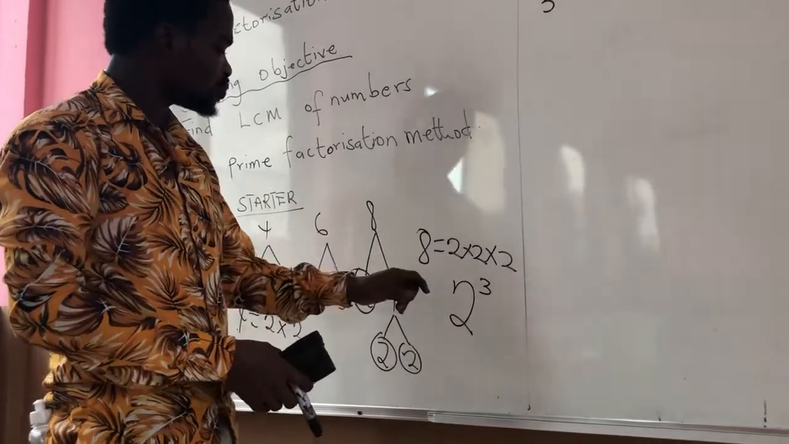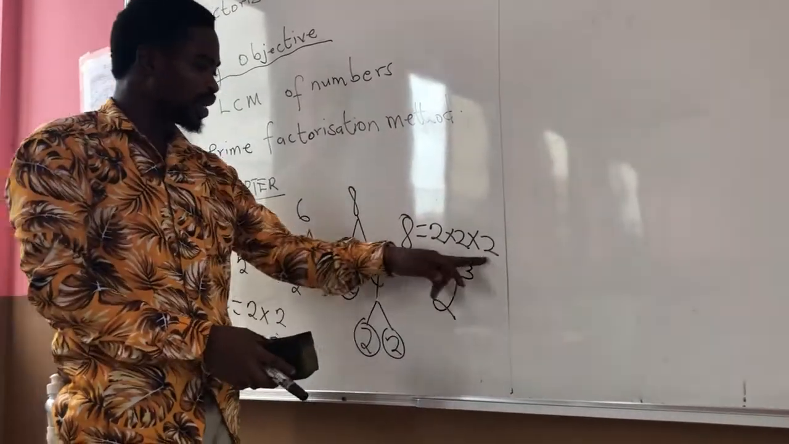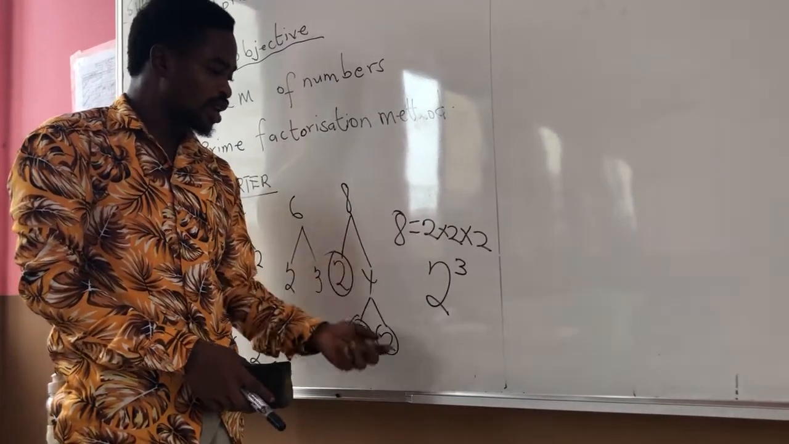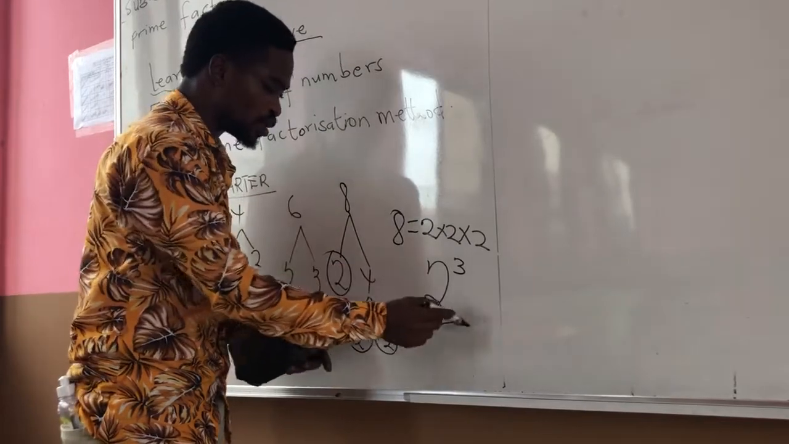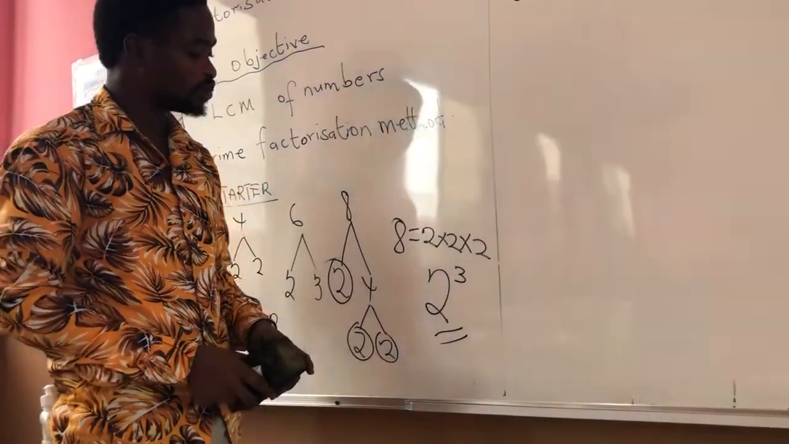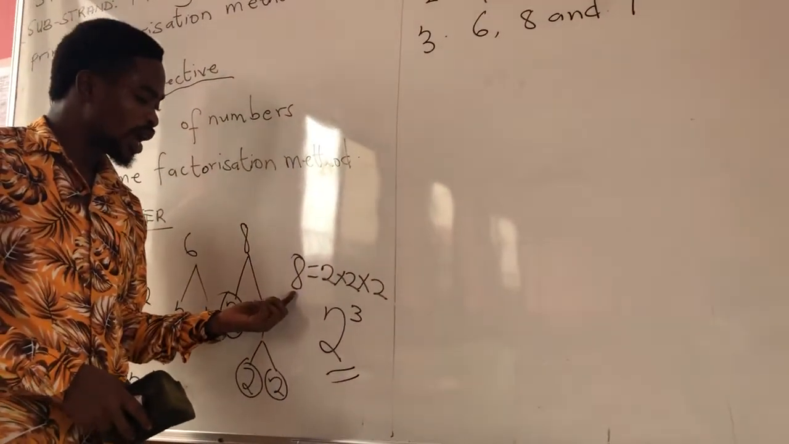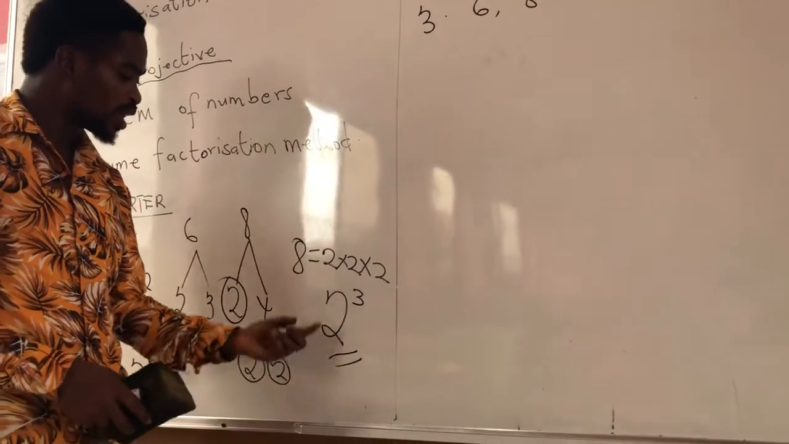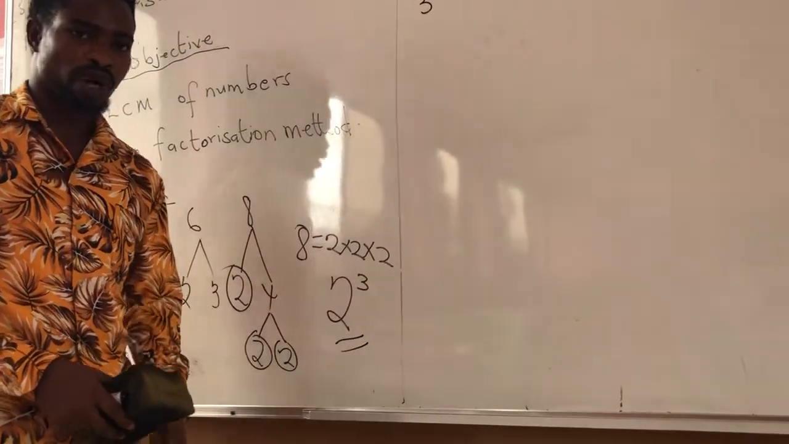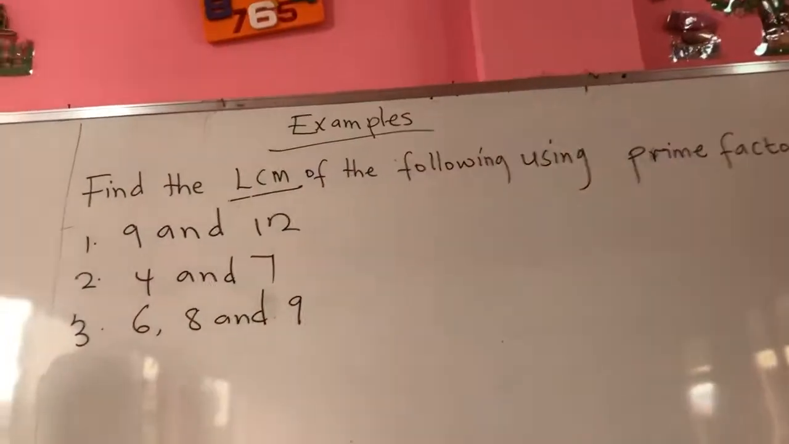Then we take 2, 2, and 2, so 8 equals 2 times 2 times 2. Under prime factorization, it is written as 2 raised to the power 3. 2 raised to the power 3, you get what? 8. In expanded form, it is written as 2 times 2 times 2. I hope you understand.